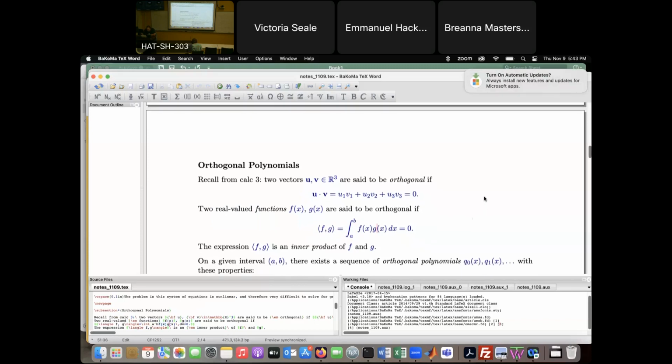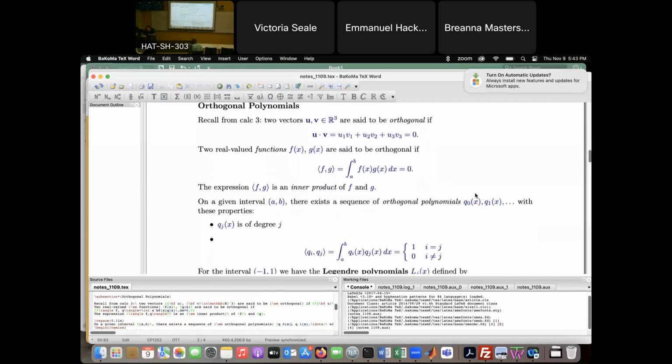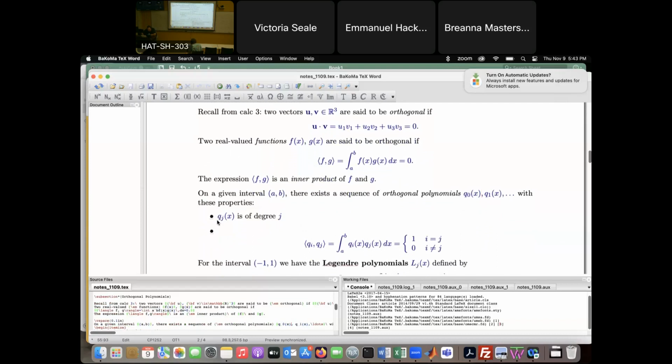Now, it can be shown, I won't go through the whole thing here, that it's possible to construct a sequence of orthogonal polynomials, Q0, Q1, Q2, and so on, up to whatever degree you like, that have these properties. So Q sub j has degree j, so Q0 is a constant, Q1 is a linear function, Q2 is a quadratic, and so on. And the inner product of any two of these polynomials is equal to 0 if the indices are not equal, and equal to 1 if they are equal.